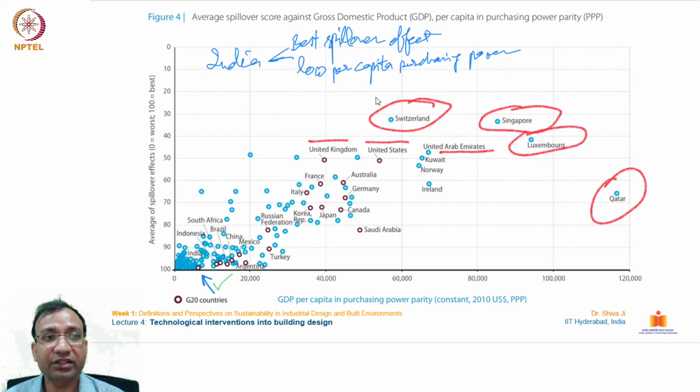And these are actually countries, if you see this group, they are tending towards the worst category also. Switzerland, Singapore, Luxembourg, United Arab Emirates, United States, and United Kingdom. So these many countries are responsible for this mess also. So that is the overall outcome from this particular slide.